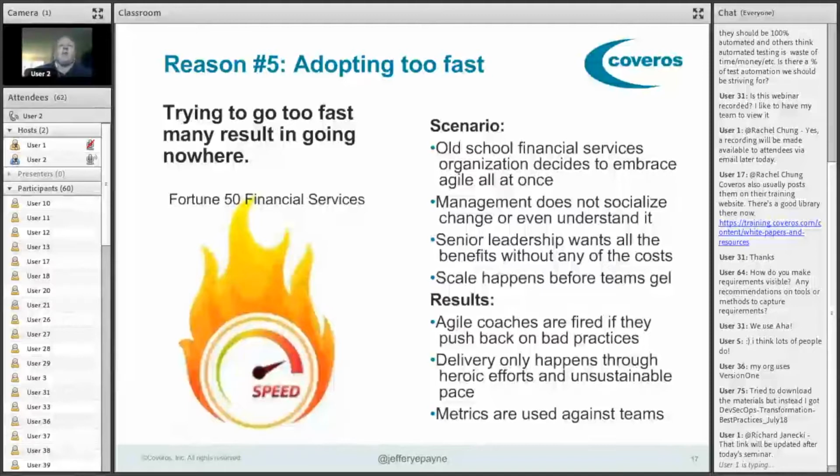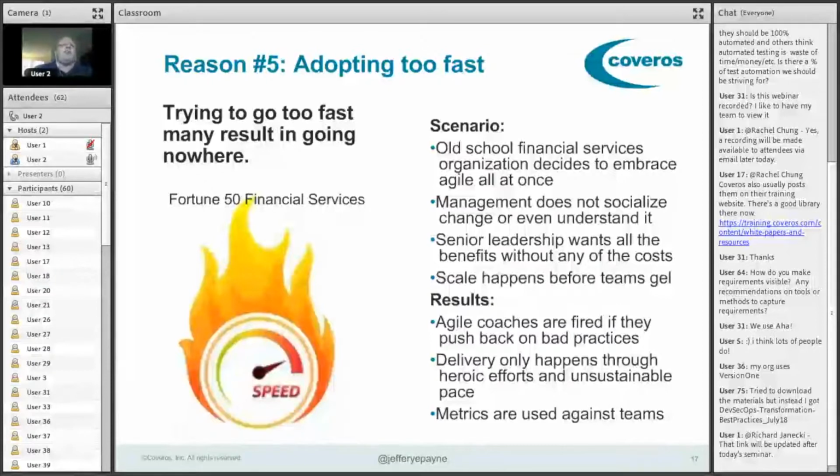They did not, number one, take the time to socialize this to all of the management structure that sat between the executives who had bought in and the teams that were being asked to implement. Because of that, management didn't really understand Agile, and they didn't understand the impact it was going to have on their power structure, their management structure, and really didn't understand how this whole thing worked.